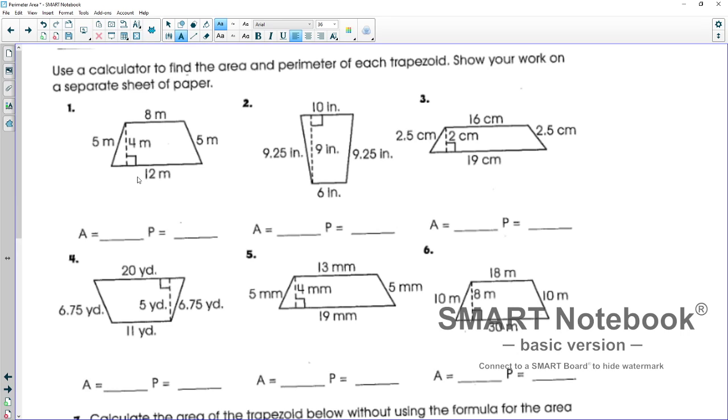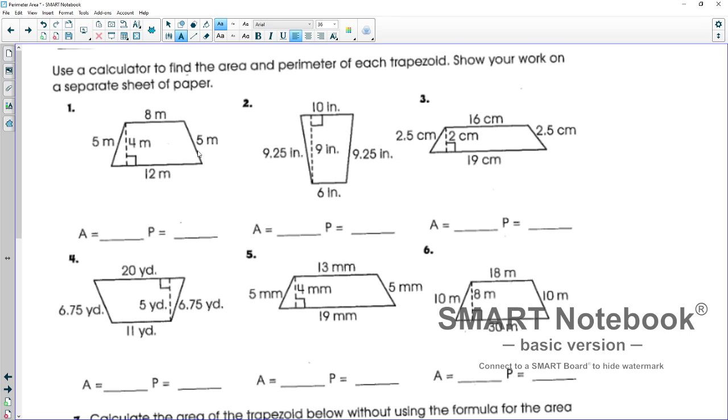Let's go over number 1 just real quick. My steps were to add the bases. So what are my bases? 8 and 12. We would get 20. After that, we multiply by the height. So 20 times 4 equals 80. Divide by 2. 80 divided by 2 is 40. And that's your answer. 40 meters squared.